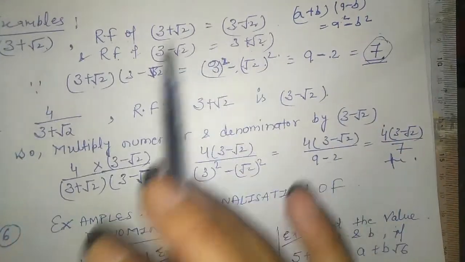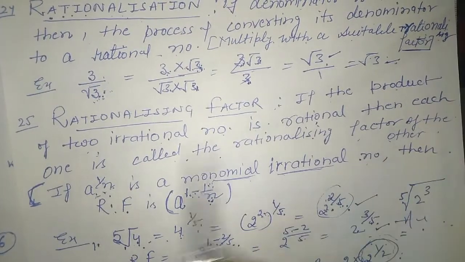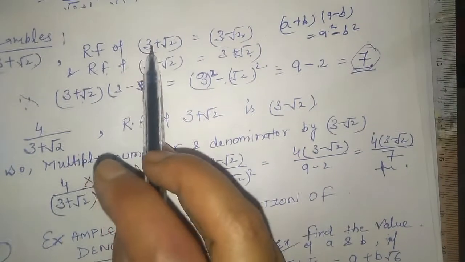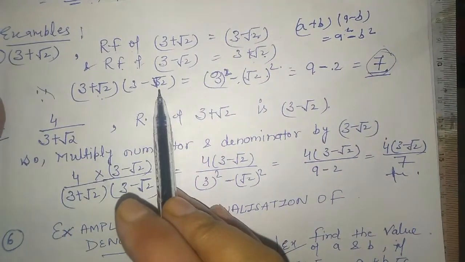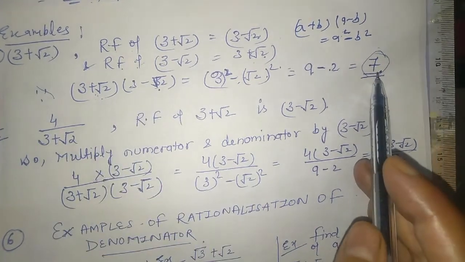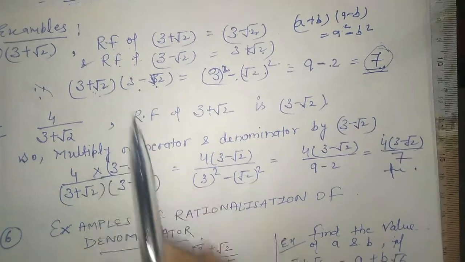This example also satisfies this. If the product of two irrational numbers is rational, then each one is called the rationalizing factor of the other. So 3 plus root 2 and 3 minus root 2 both are irrational numbers, and their product becomes rational here. So it means they are rationalizing factors of each other.